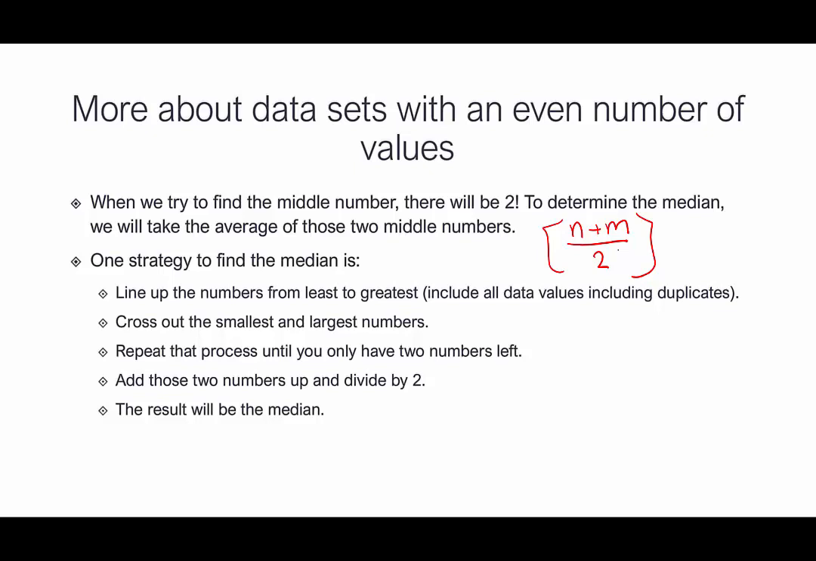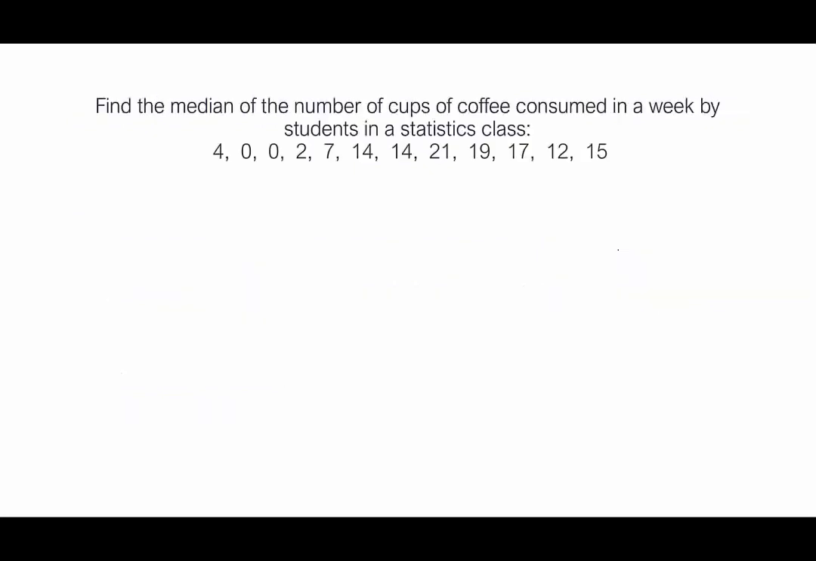Now, of course, if the 2 numbers in the middle are the same number, then that number is the median. So if the middle 2 numbers are both 51, you don't need to add them up and divide by 2, because if you add up 51 to itself and divide by 2, you're going to end up with 51. So if you know what it is without doing the work, that's fine.